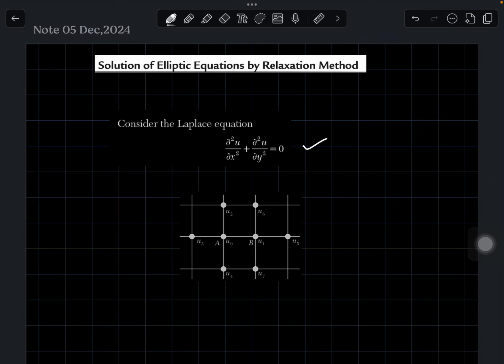In this video, we're going to be looking at solution of elliptic equations by relaxation method. Consider the Laplace equation, this one that I've ticked there. In order for you to be able to solve the problems using the relaxation method, first thing first, you're supposed to know how to find the values of the mesh points. The moment you know how to find the values of the mesh points, you are good to go.